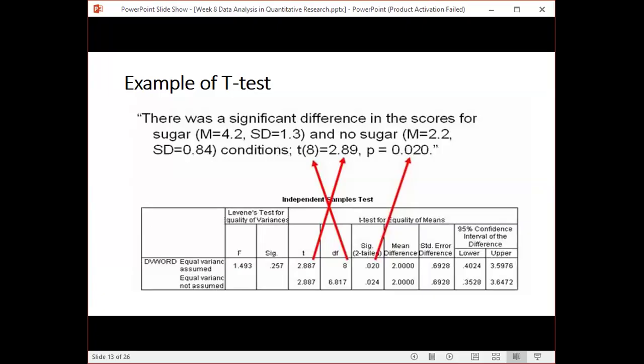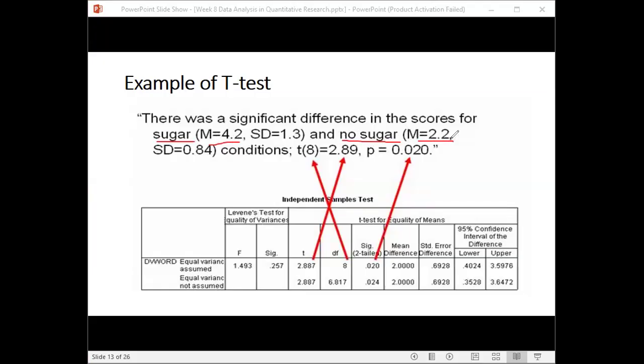Okay, so let's look at first, this is the output that will come from testing using a t-test for two groups. So here, the two groups are sugar and no sugar, right? And the mean for the sugar is 4.2, and the mean for the no sugar is 2.2. Now on the surface, with your eyes, if we ask you, is there a difference between 4.2 and 2.2? Yes, obviously, there's a gap, there's a difference.